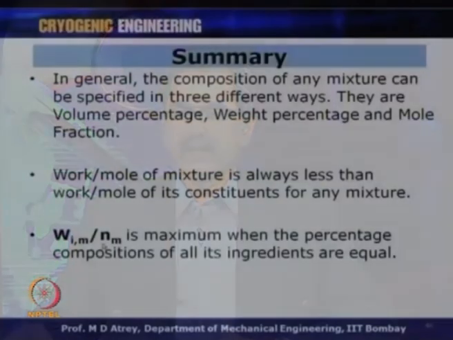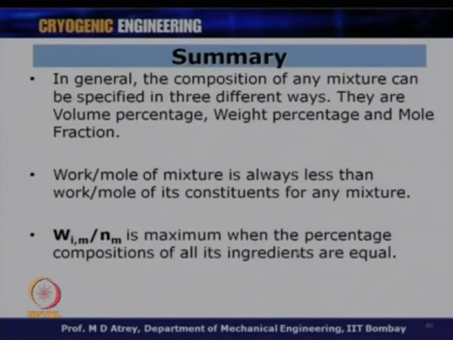So, Wim by Nm is maximum when the percentage compositions of all its ingredients are equal, which we found from the graphical representation, that when gas A is equal to gas B is equal to 0.5, we hit the maximum. The work of separation in that case is maximum. Similarly, for three components, when gas A is equal to gas B is equal to gas C is equal to 0.33, then it will hit the maximum. The work of separation is going to be maximum in that case. So, this is just to understand the same thing.